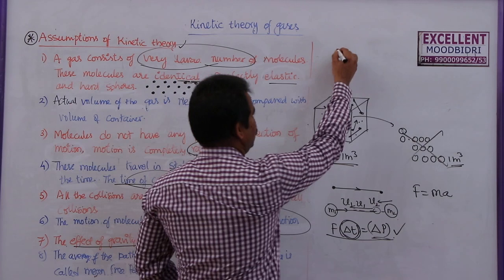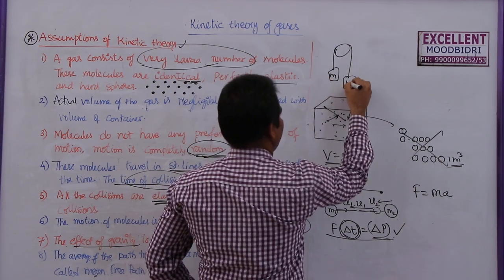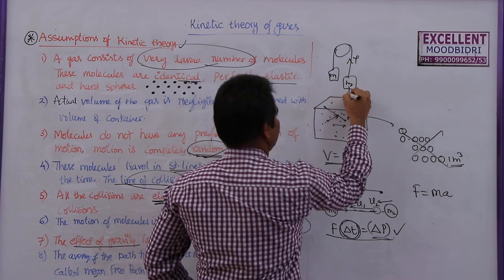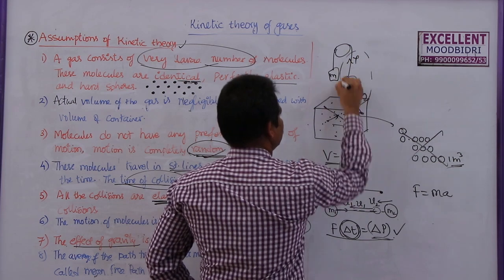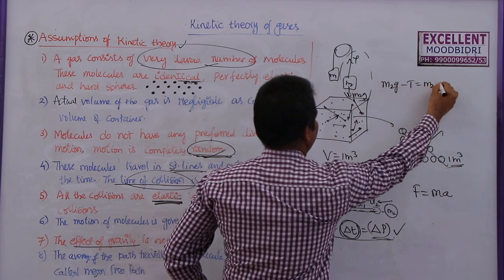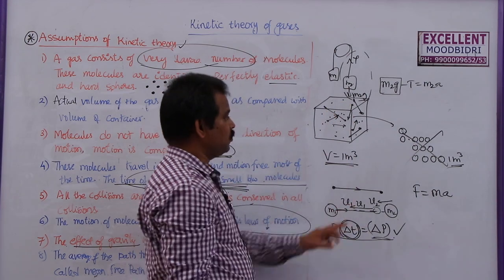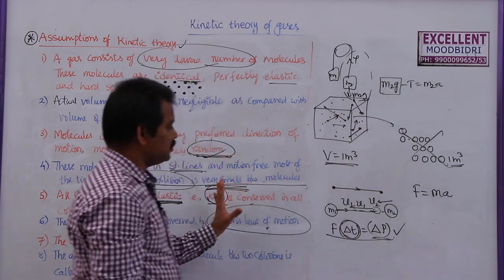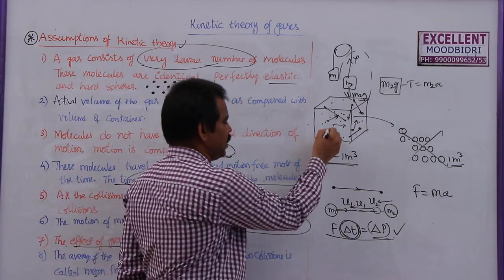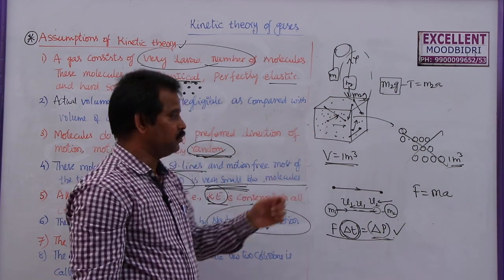Generally, in case of a pulley, suppose this is the body of mass m1, this is the body of mass m2, and this is tension and this weight is m2g. So for writing this one, m2g minus T is equal to m2a. So here we consider the weight of this body, not only the tension. But in case of gas molecules, as the masses of the gas molecules are very small, the weight of the gas molecule is negligible.